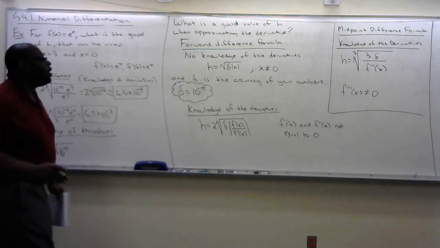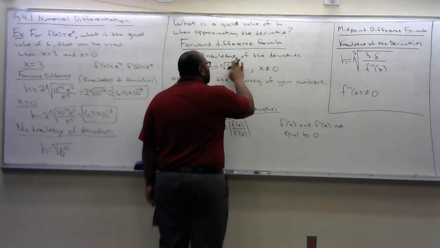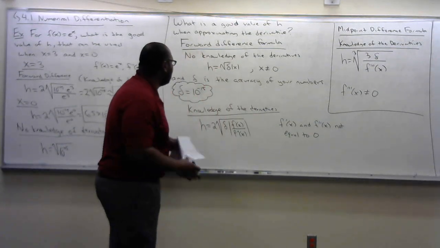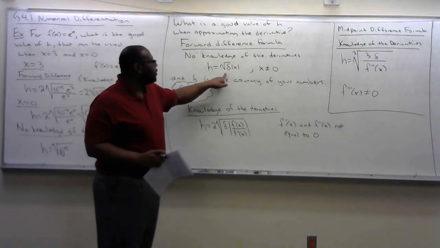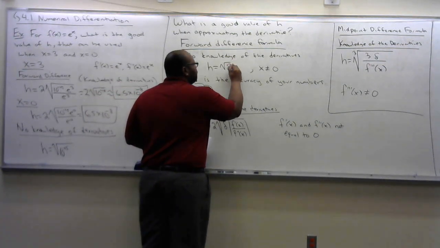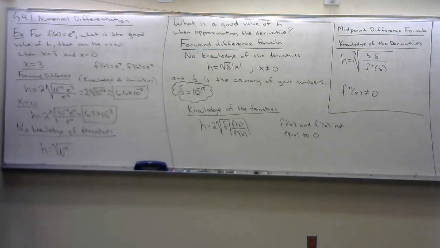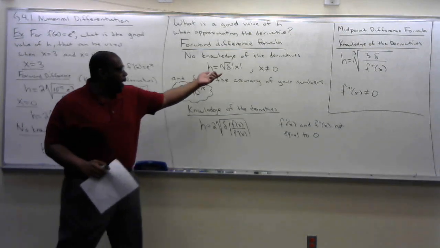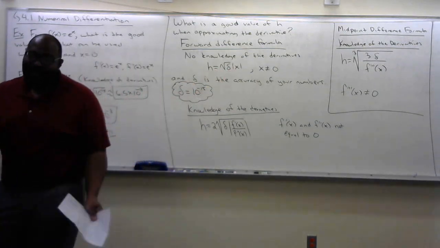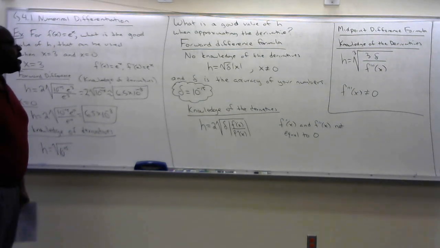Oh my goodness, I apologize, guys. This right here, h equals square root of delta times the absolute value of x. So it's going to be h is equal to square root of delta times the absolute value of x. I apologize, I can't read my own handwriting sometimes. The x is not underneath the square root.